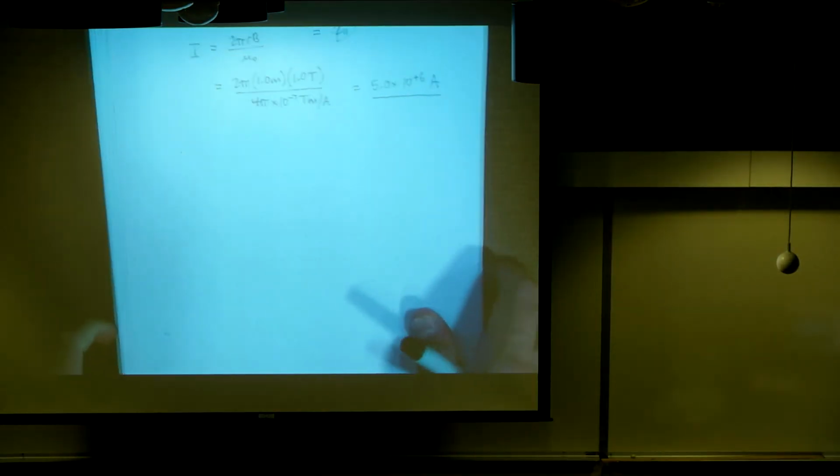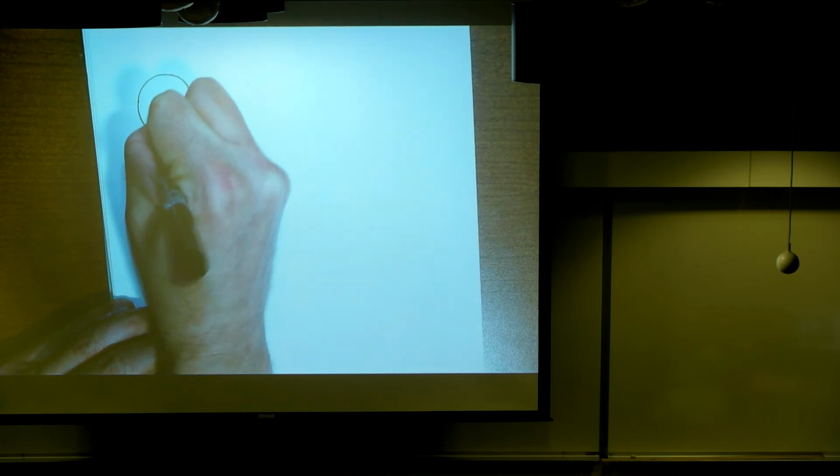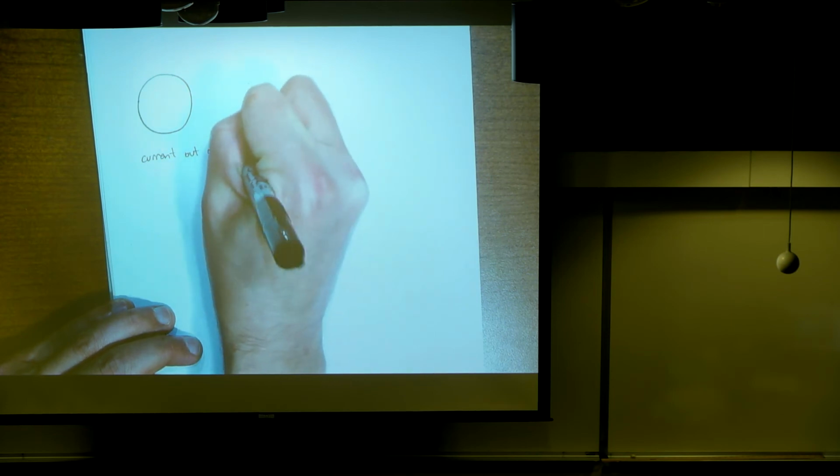So I'm going to draw this picture from a kind of a different perspective. Let's take the perspective of looking down the barrel of the wire. So we're looking directly into it, like this. And let's say current is out of the page. So the current from this perspective is coming right at us.